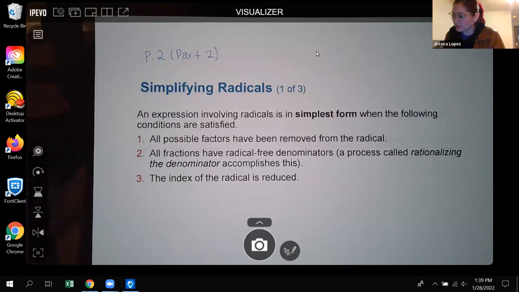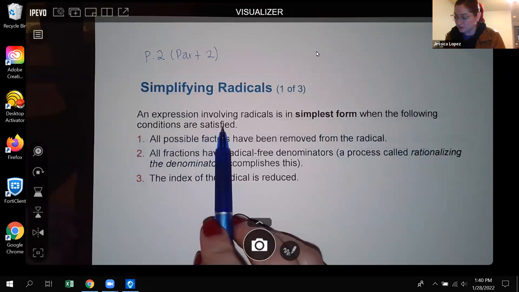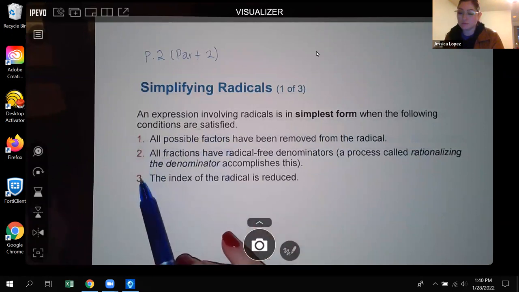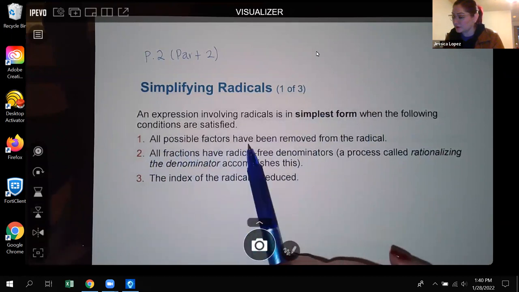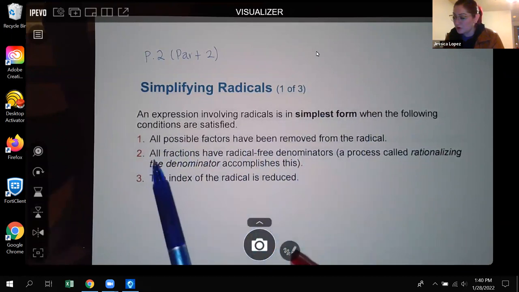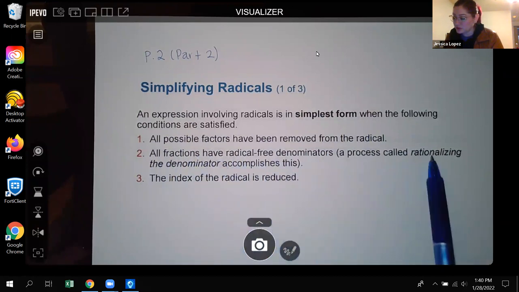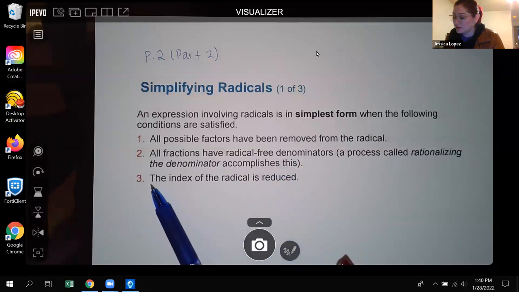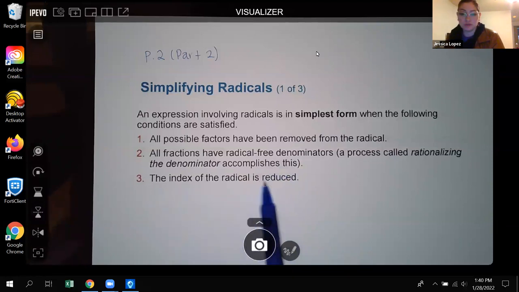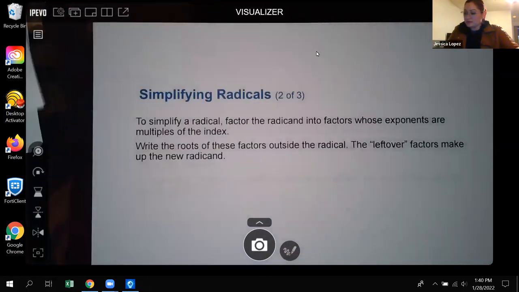An expression involving radicals is in its simplest form when the following conditions are satisfied. If you follow these three steps, you'll know if it's in its simplest form. First, all possible factors have been removed from the radical. Second, all fractions have radical-free denominators. A process called rationalizing the denominator accomplishes this. We will discuss that in a little bit. Then the third thing is the index of the radical is reduced. So let's see what that means for us.